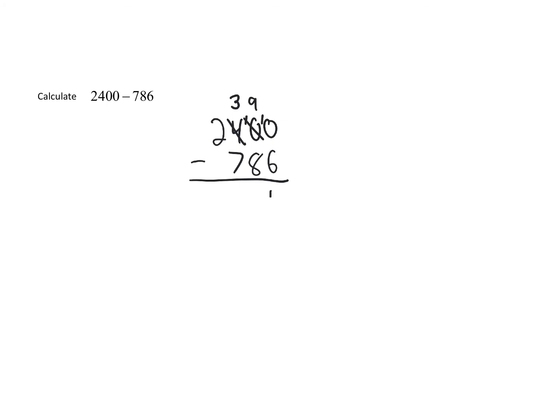So 10 minus 6 is 4, 9 minus 8 is 1. And then we borrow here, 2 becomes 1, and 13 minus 7 is 6. And lastly, we have a 1. Now, even though there's nothing written there, you can think of it as a 0 here.